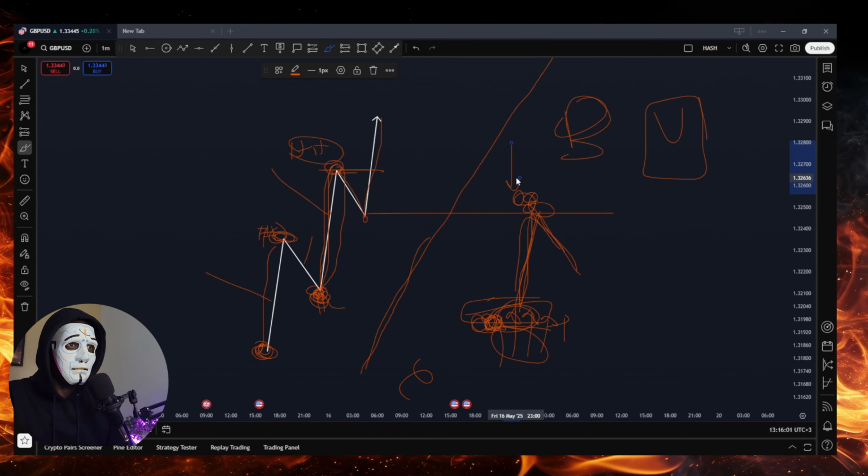And also remember, there are people that are selling. But for us, strictly price action traders, we are following the trend. We are never trading against the trend.